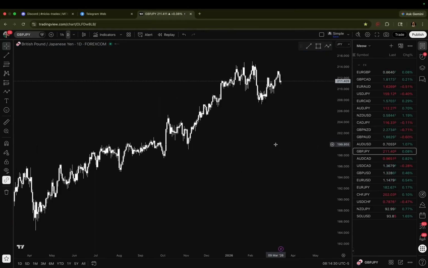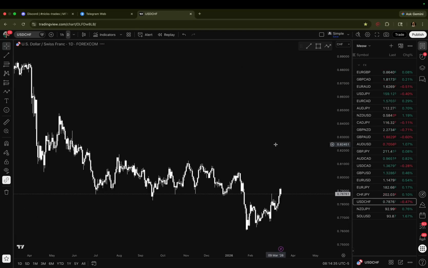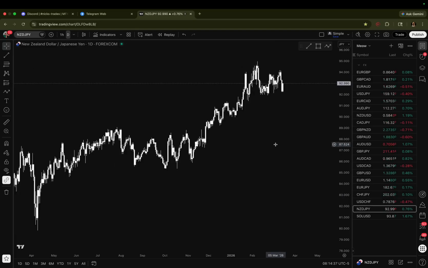Again, I don't really see anything else on a lot of these other pairs. They're all really far away from their major zones. Nothing clear that I see. I prefer to just wait for setups that look nice.